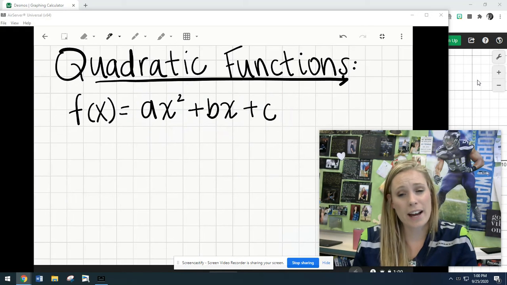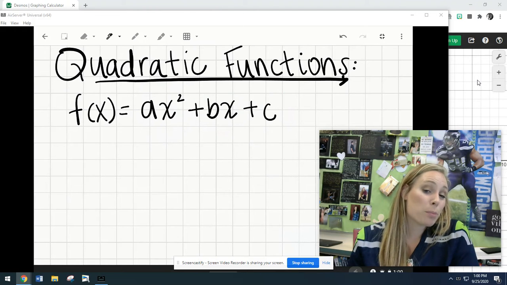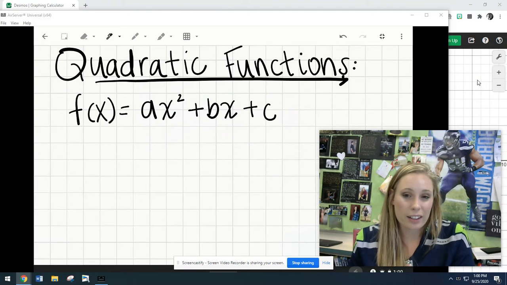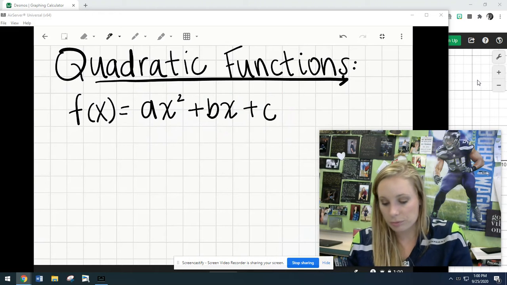What a quadratic can't have is a term with a degree higher than 2. So if you had x squared plus x cubed, that's not quadratic. That's cubic, because cubic is the highest degree.